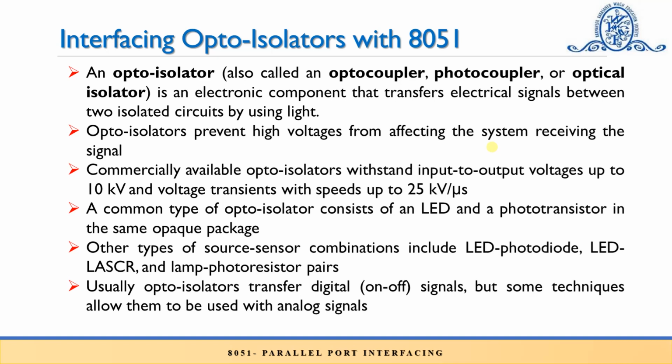A common type of an opto isolator is the LED at the input side and phototransistor at the output side, and these are available in the same pack. The other types of the opto isolators include LED photodiode combination, LED LASCR combination, or the lamp and photoresistor pairs. Usually they are used to transfer digital signals which are in either 0 or 1 format, but in some cases you can also transmit the analog signals.